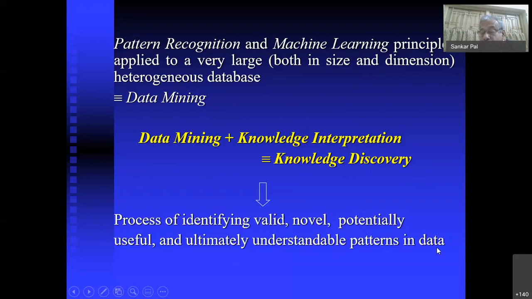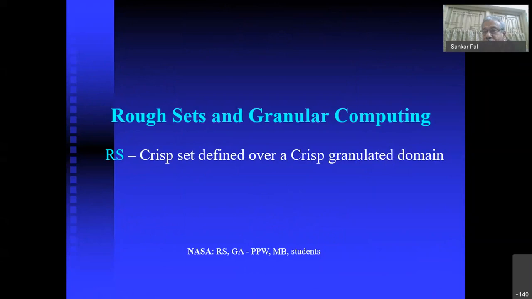Now, I will explain what rough set theory is, because rough set theory was mentioned. Rough set theory was proposed in 1981 by Professor Pawlak from Poland, which is another land of mathematics. It is a crisp set defined over a crisp granulated domain. What is a granulated domain? Just like in school, every section can be considered a granule, because the section is defined in terms of their age group or sex or marks obtained in the previous class.